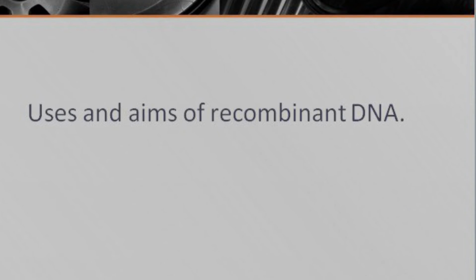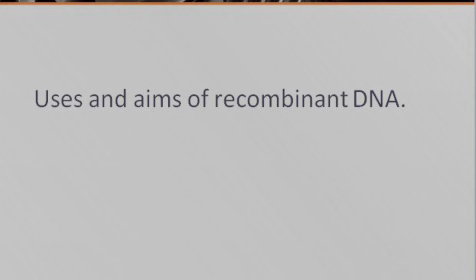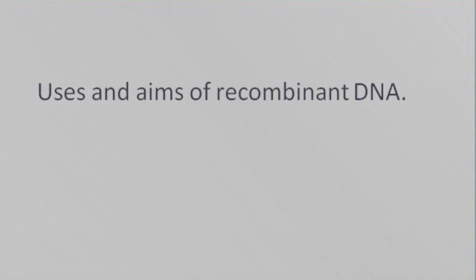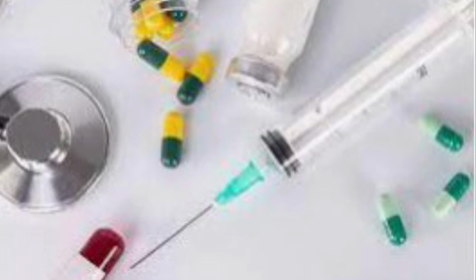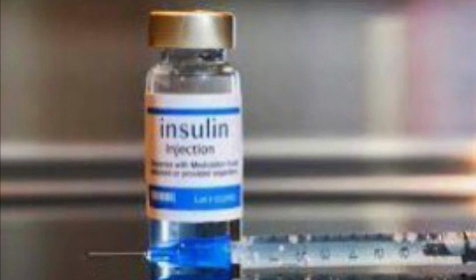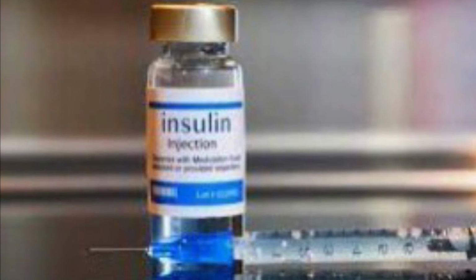But what's the use of all of this? Why is recombinant DNA so important? Now we're going to learn about the uses and aims of recombinant DNA. Number 1, it can be used to produce drugs or vaccines like insulin. Before recombinant DNA was discovered, insulin was extracted from animal pancreas tissue to treat diabetics.